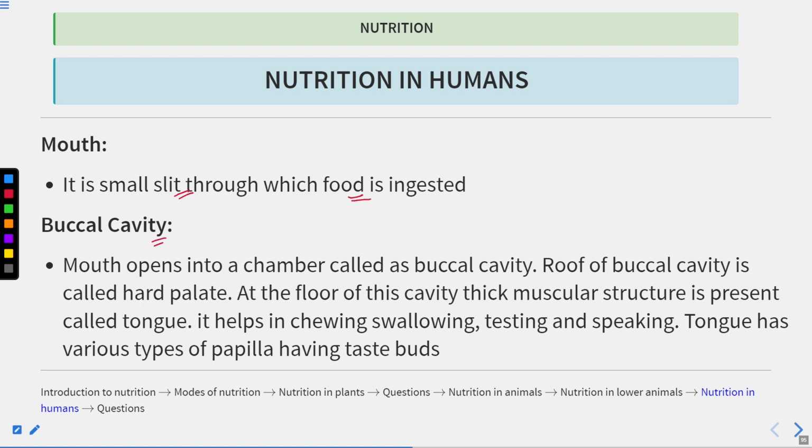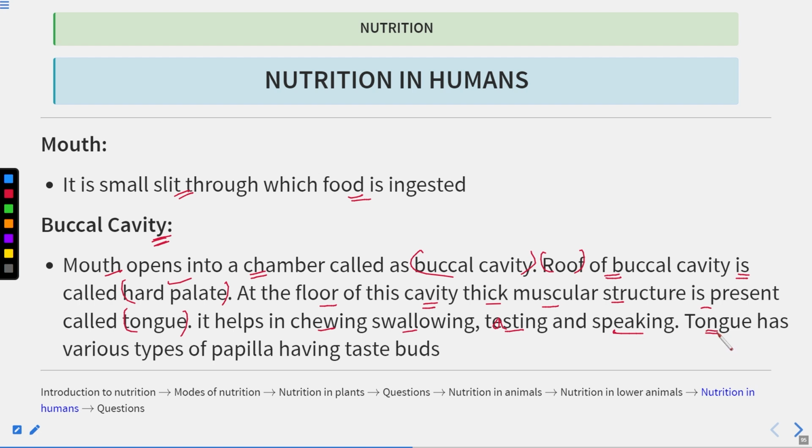Now let's talk about the buccal cavity. The mouth opens into a chamber called the buccal cavity. The roof of the buccal cavity is called the hard palate. And at the floor of this buccal cavity, a thick muscular structure is present, which is known as the tongue. It helps in chewing, swallowing, tasting, and speaking also.